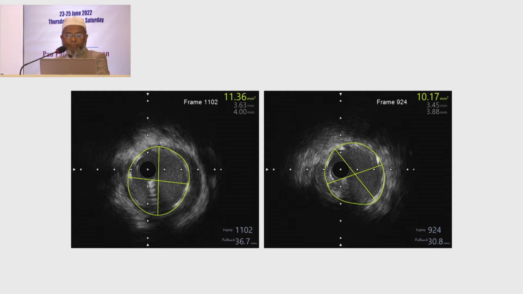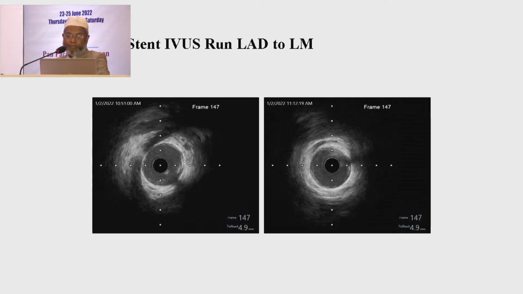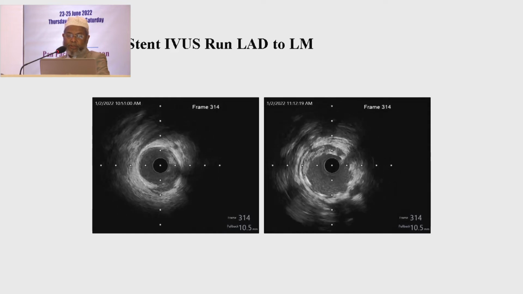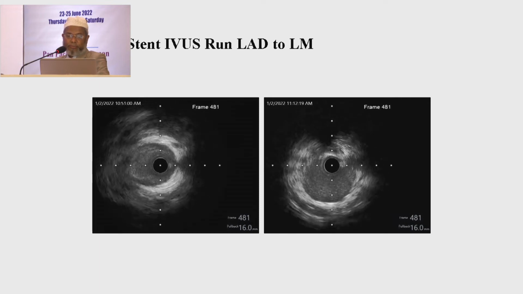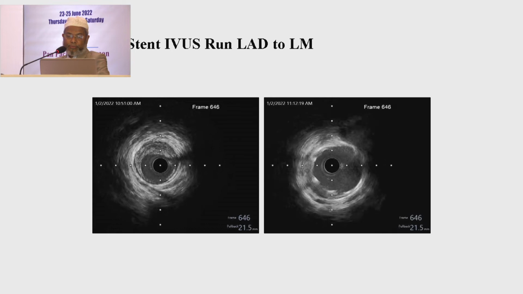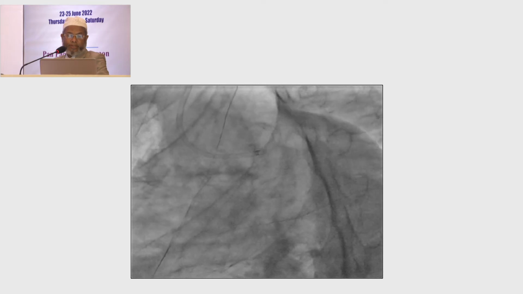On the left panel it showed 4. Probably it is not correct, because for LM we do not accept 4. 4 is less than 6, not acceptable. And we see the pre and post stent IVUS run from LAD to LM. On the right panel you see the apposition of the stent. It is well apposed. And this is the final result after angioplasty.